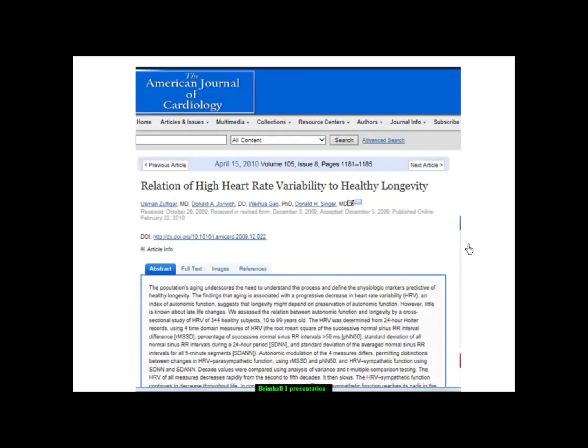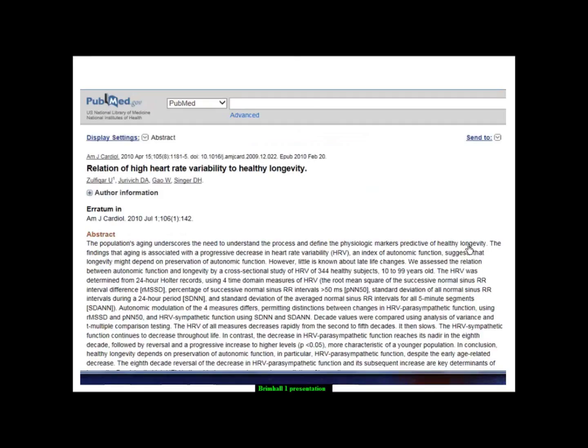This is another one, relationship of high heart rate variability to healthy longevity, and really the conclusion here is if we could keep the parasympathetic nervous system high, and we can maintain that in the elderly, that represents a prediction of healthy longevity. So again, we want to get in these elderly folks, we definitely want to increase the HF.